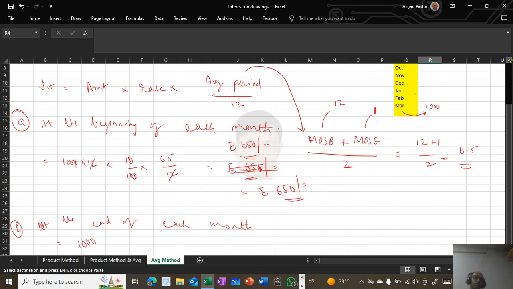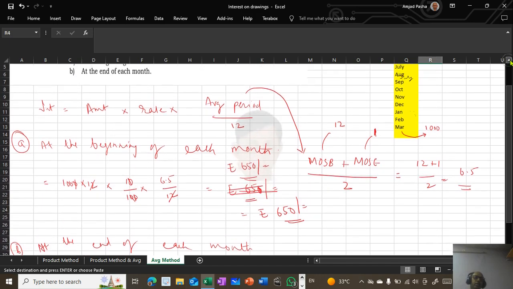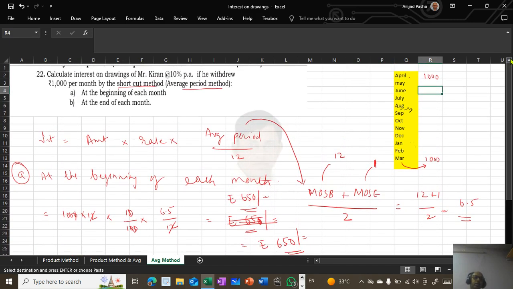Okay, so let us see how at the end of each month means what we have to see. Now come here. So see, be careful. When we are taking at the end of each month, we are not going to pay interest for the month of April because we are taking at the end of April. So why will we pay interest for April? We will not pay interest for April. We will pay interest only for May onwards: May, June, July, August, September, October, November, December, January, February, March. So we will pay for 11 months.